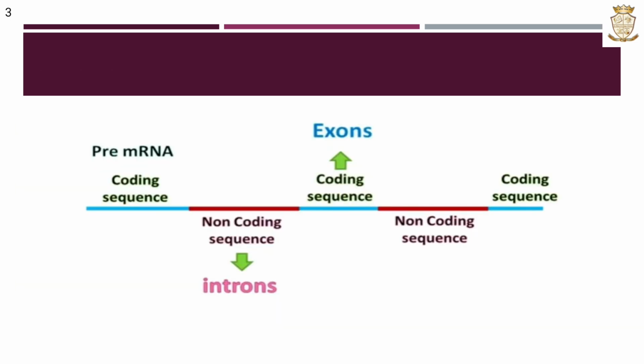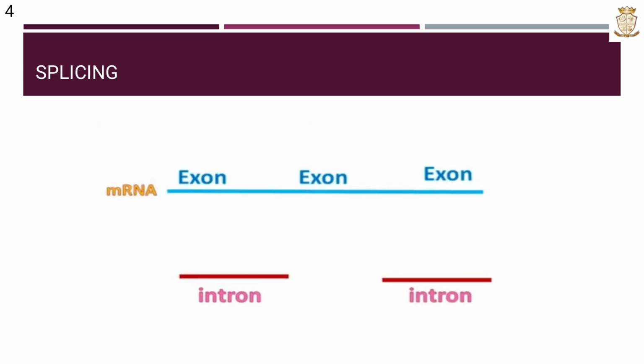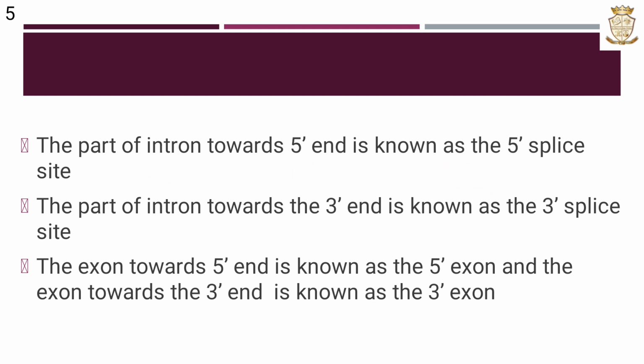This is the picture of pre-mRNA. Here we can see the coding sequence as well as the non-coding sequence. In the mRNA, the introns are removed and the exons are joined together. The part of the intron towards the 5' end is known as the 5' splice site. The part of the intron towards the 3' end is known as the 3' splice site. The exon towards the 5' end is known as the 5' exon, and the exon towards the 3' end is known as the 3' exon.